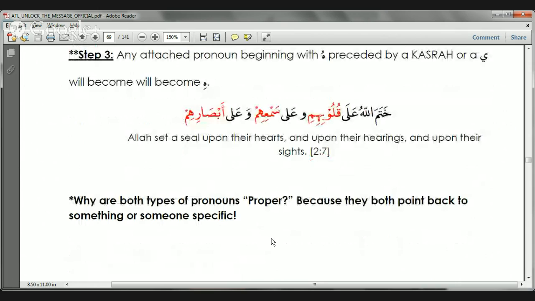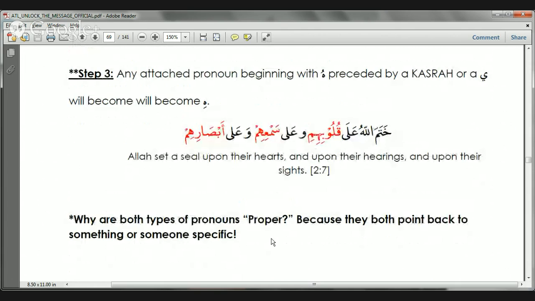What is this? Why are both types of pronouns proper? So let me ask you guys. Independent pronoun status? Rafa. Good. Number of an independent pronoun? It depends on the pronoun. Very good though. It's good you remember that. Gender of a pronoun? Depends on the pronoun. Type of the independent pronoun? They're all what? Proper. Very good.